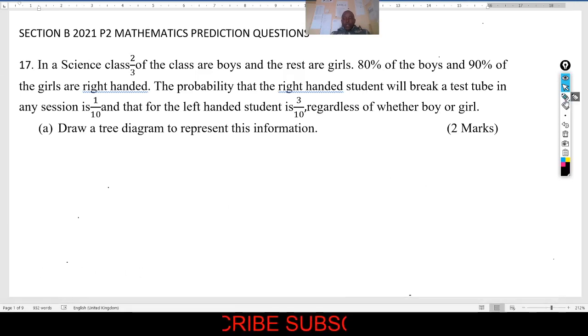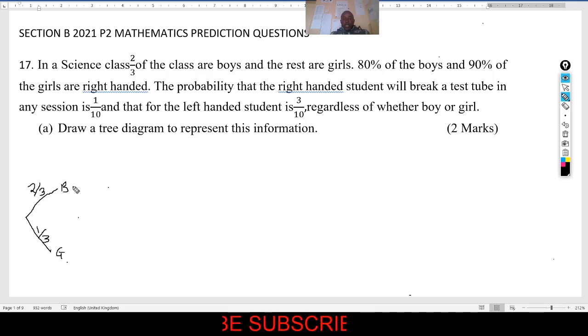So the first thing you do here is just the interpretation, like we have done. You realize that you are told here that we have boys and we have girls, and in this you are told that 2/3 of the class are boys. So 2/3 are boys, and therefore 1 minus 2/3 you get is 1/3. So the girls are 1/3.